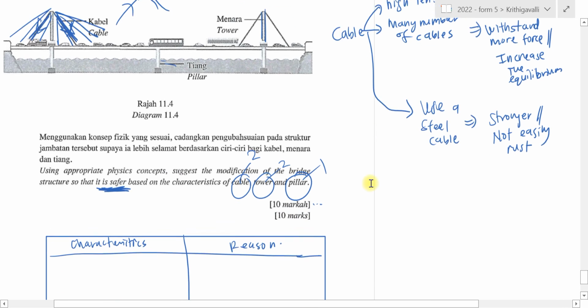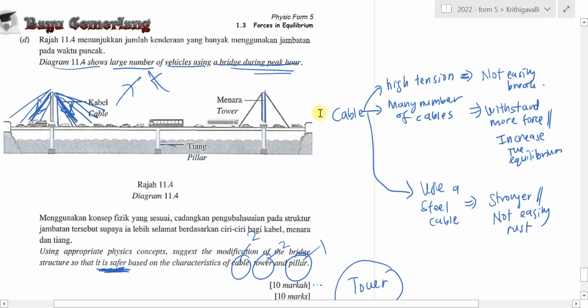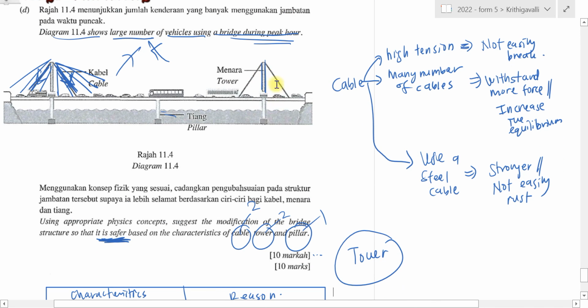Now we talk about tower. Where is the tower? Okay, let us see. What is tower? Tower is this section. Oh, okay, tower is here, and the pillar is down there. Tower. I don't find much to say about tower.